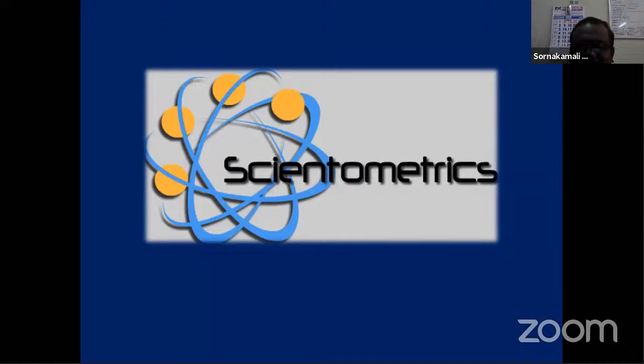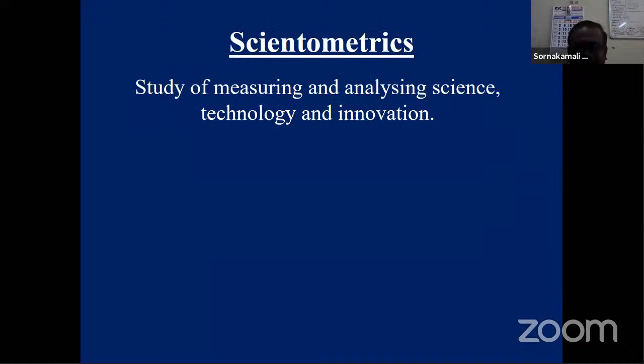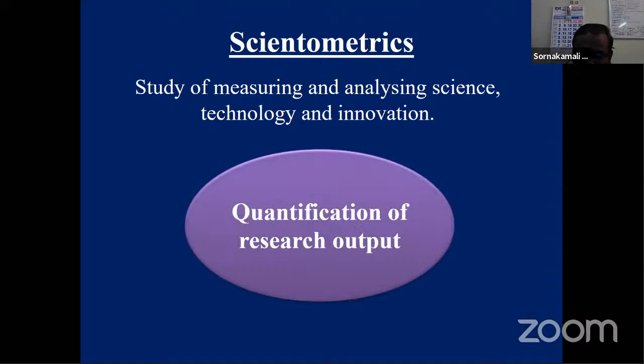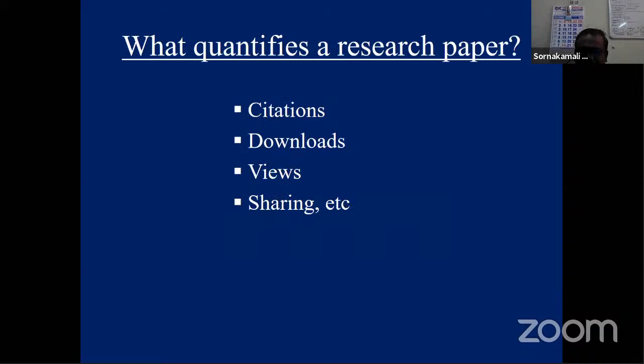Now we move on to scientometrics. Scientometrics is the study of measuring and analyzing science, technology, and innovation. It is the quantification of research outputs.